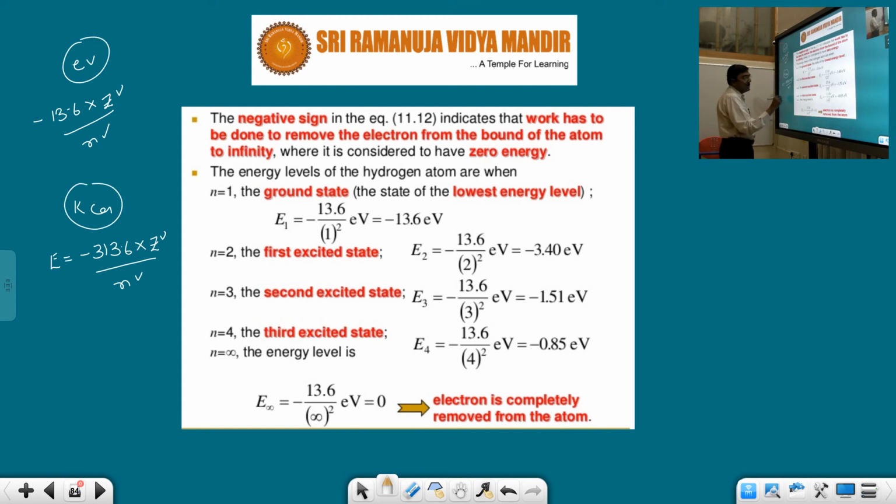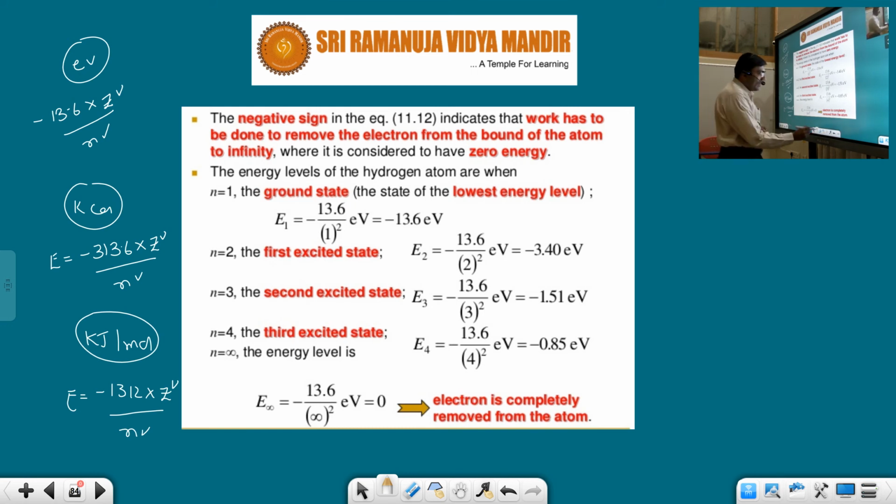And in kilojoules per mole, how to write? Energy is equal to minus 1312 into Z square by n square. So this is in kilojoules. So this you have to memorize.